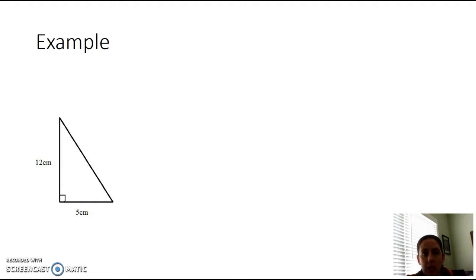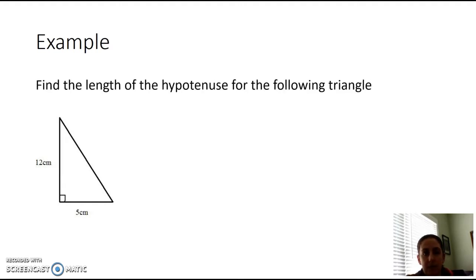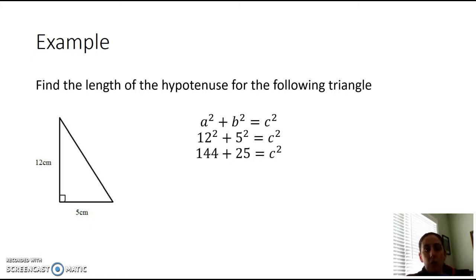Suppose we have this right triangle here where we have the length of 12 centimeters as one leg and the length of 5 centimeters as the other leg. Let's find the length of the hypotenuse. Using the Pythagorean Theorem, since this is a right triangle, we know that A squared plus B squared equals C squared. A and B are lengths of the legs. So 12 squared plus 5 squared gives us C squared. We can solve for C squared, and we get that 169 is equal to C squared.